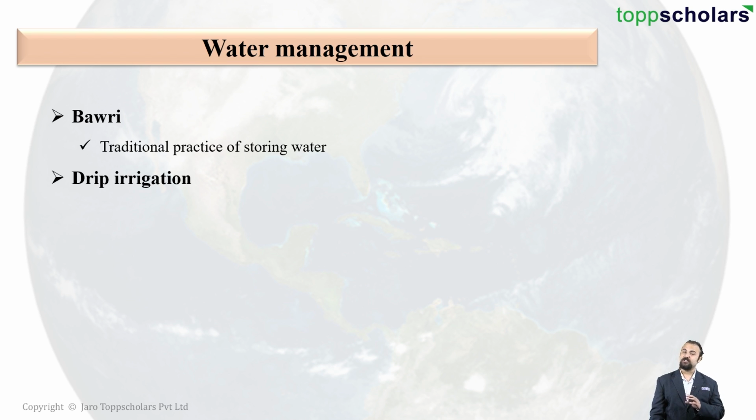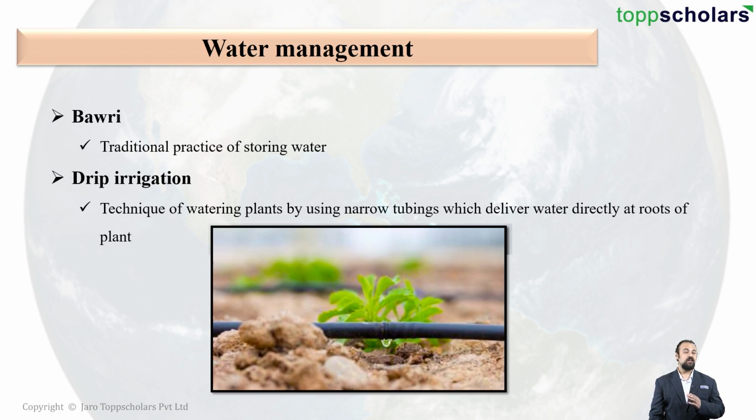Some other methods of saving water is drip irrigation. Students, sprinkler type of irrigation systems, they are very useful, but they also waste a lot of water. Whereas in drip irrigation, this is a technique of watering the plants by using very narrow tubings which deliver water drop by drop to the roots of the plant. In this way, the plants get enough water and no water is wasted.